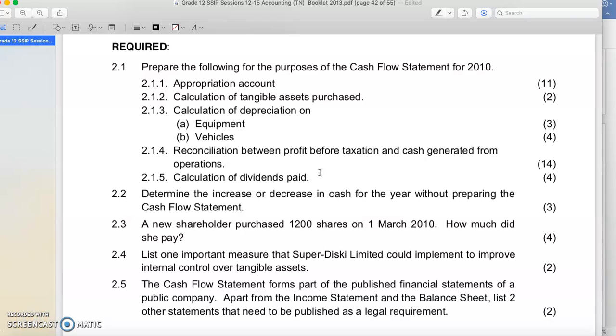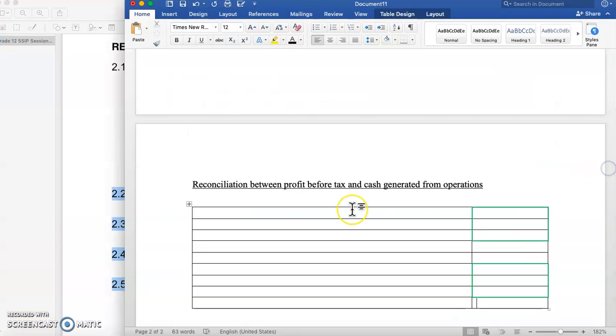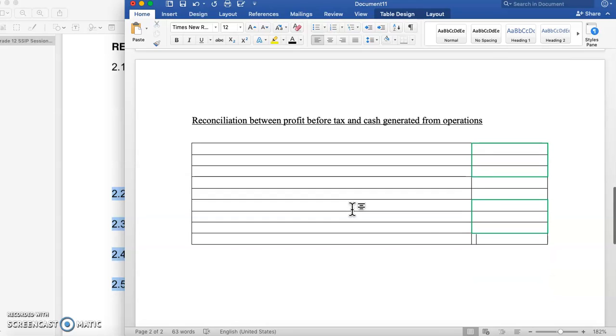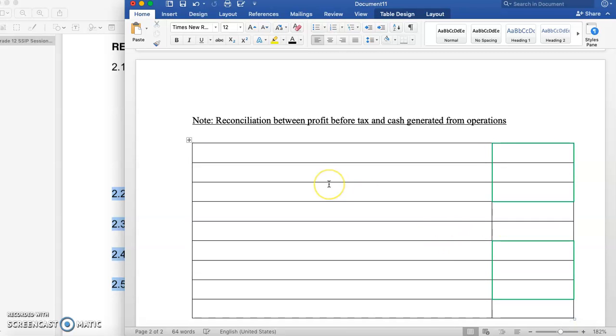Okay, so now for a pretty big question, which is 14 marks, we're asked to draw the reconciliation between profit before tax and cash generated from operations. Now, before we even look at the question or the information, we need to know what makes up this note. What do we have to write in here? And remember, this is usually a note. So I'm just going to fill out all the details and we're going to do this together and try to figure out what goes in here. I hope you know it by now.